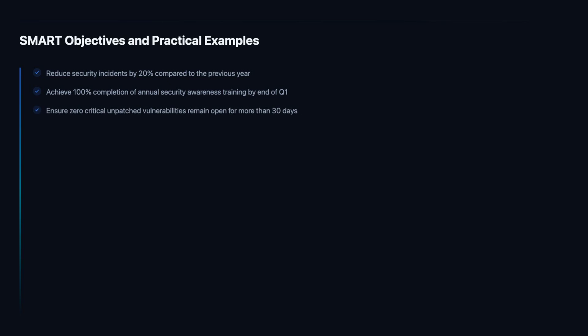Vulnerability management objectives address one of the most significant technical risk areas in most organizations. Specifying 0 critical unpatched vulnerabilities remaining open beyond 30 days creates a clear service level that the IT and security teams must maintain. It is important that the objective defines what constitutes a critical vulnerability, typically using a recognized severity classification such as CVSS score of 9.0 or above to prevent ambiguity in monitoring and reporting.